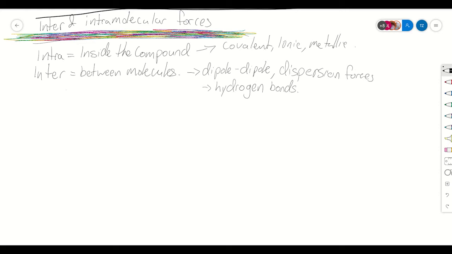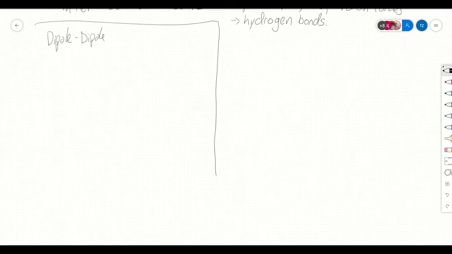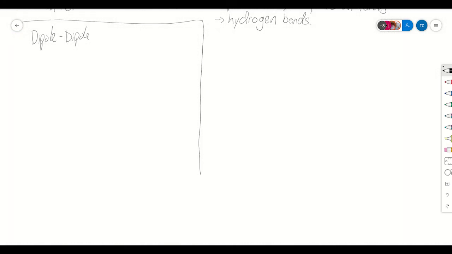Okay, so we'll start off with the dipole. Let's do another little subdivision here. Let's make a little box full of dipole magic. Cool. Everyone's following along?